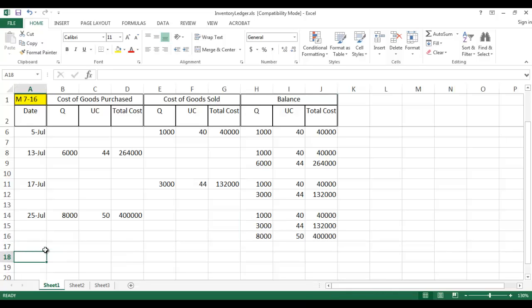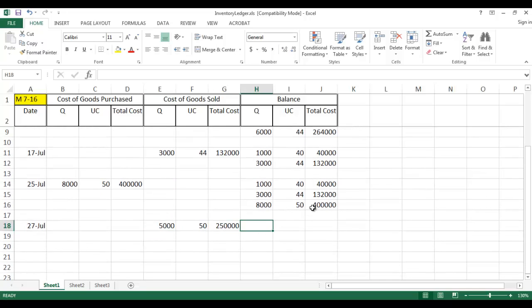One more transaction, July the 27th. Here I sold 5,000 units. So again, using LIFO, last in, first out, we want my most recently acquired units. Well, since I've kept these in order, it's easy to see my most recently acquired units are the 8,000 at 50. So I assume I sold 5,000 of those at $50. Total cost of 250,000.